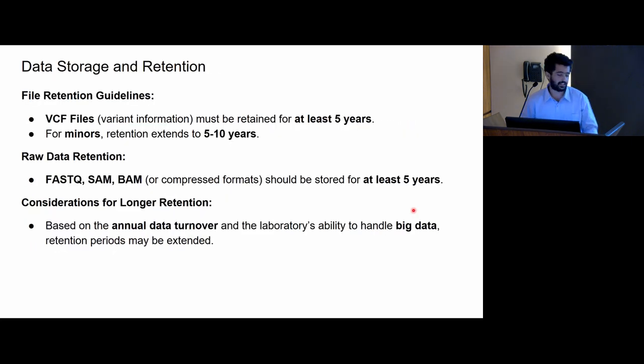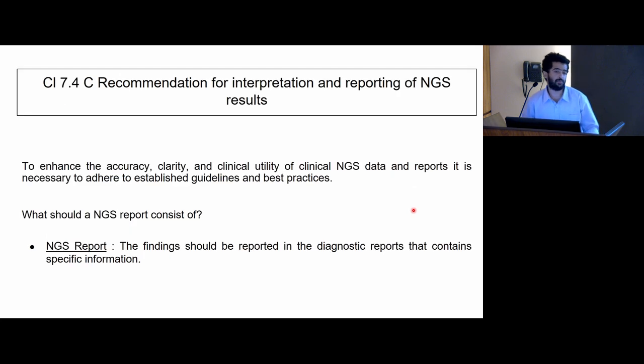The last and most important point is data storage and retention. For file retention guidelines, VCF files must be retained for at least 5 years. In the case of minors, retention can be extended to 5 to 10 years. For raw data retention, FASTQ, SAM, and BAM files should be stored for at least 5 years. Consideration for longer retention should be based on the annual data turnover and the laboratory's ability to handle big data; retention periods may be extended. Further talk will be continued by my colleague. Thank you.